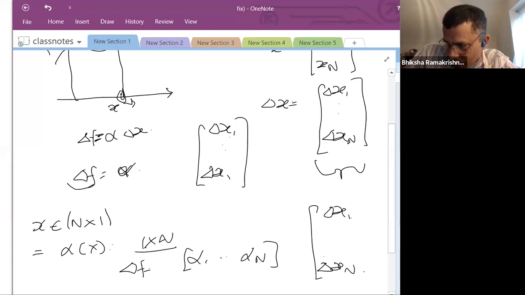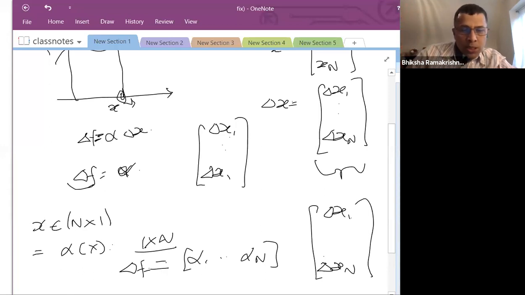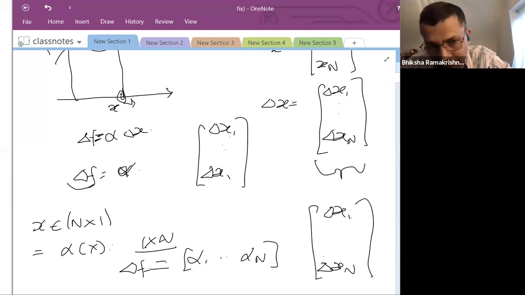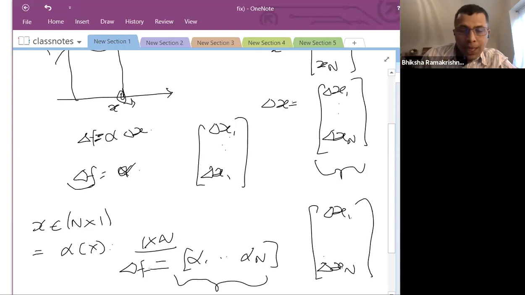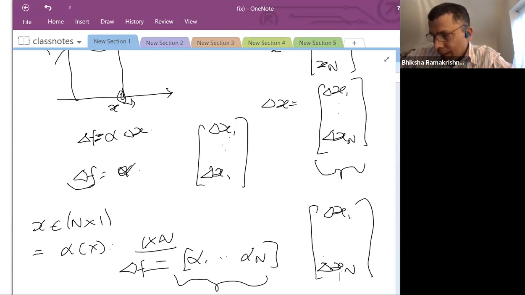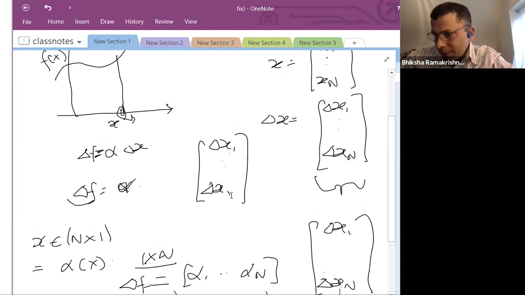Now this is something that you just have to remember, because this is going to keep coming back. We go through these notions of derivatives and we sort of blindly swallow anything that is given to us. But if you stop and think about it, this is the definition. This is how you define the derivative. So alpha is going to be this row vector which multiplies the small increment in x to give you the corresponding increment in f.